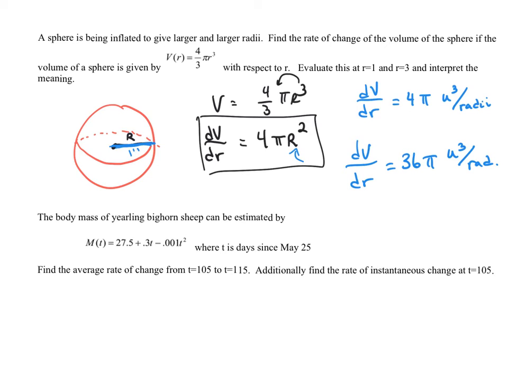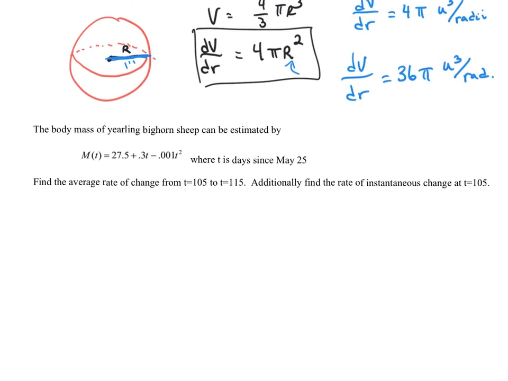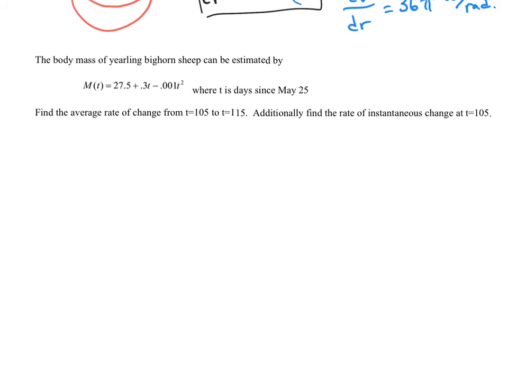Okay, let's look at one more. This is just kind of an odd problem I saw, but it's the same concept. The body mass of a bighorn sheep can be estimated by this function, where t is the days since May 25th. Find the average rate of change from 105 to 115, and additionally find the instantaneous rate of change at 105.